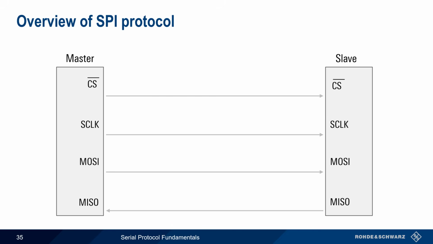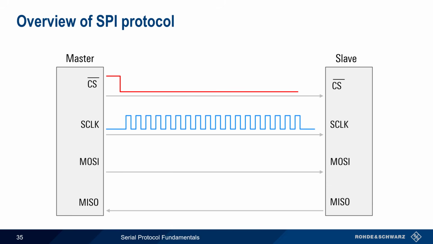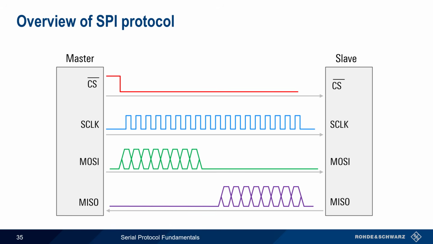Let's start with a high-level overview of SPI. The master pulls the chip select line low to indicate to the slave that data is incoming, and then starts the clock. The MOSI line is used to send bits to the slave, and if the slave has bits to send to the master, these are sent using the MISO line. At the end of the communication, CS is pulled back to high.